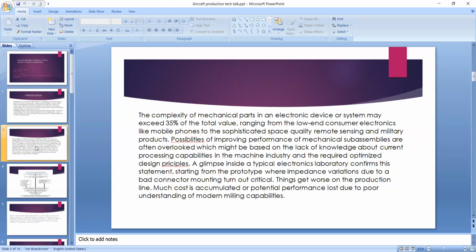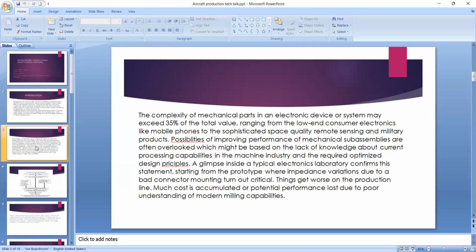The complexity of mechanical parts in an electronic device or system may exceed 35% of the total value, ranging from low-end consumer electronics like mobile phones to sophisticated space quality remote sensing and military products. Possibilities of improving performance of mechanical sub-assemblies are often overlooked, which might be based on the lack of knowledge about current processing capabilities in the machine industry and the required optimized design principles.